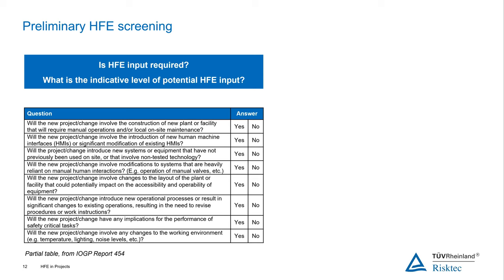What IOGP 454 does is it has these lookup tables. This particular one gives you a set of questions, just a partial selection of those questions. It asks you to think about the project or the change that you're making to site and what's involved in that. For instance, there's a question there: will the new project involve changes to the layout of the plant or the facility that could impact on the accessibility and operability of equipment? Obviously, if you say yes, then they're going to need some input there, because you are going to be impacting on the ability of operators to actually operate equipment.